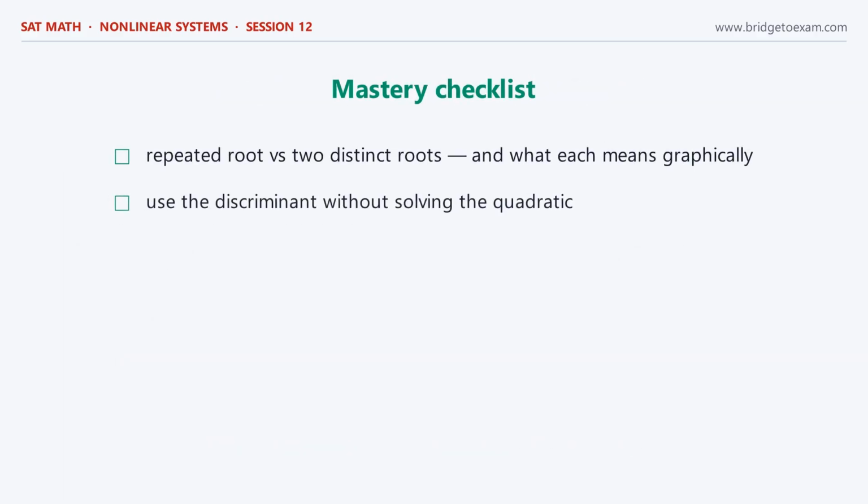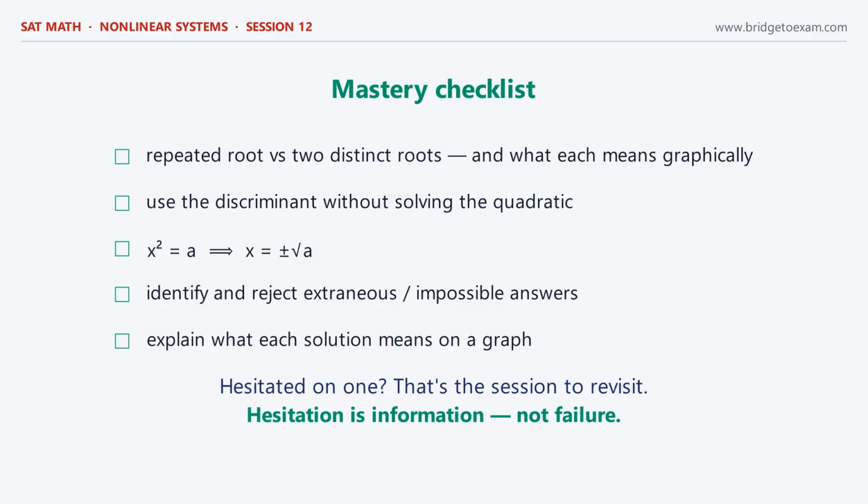Before you go, here's your mastery checklist. Be honest with yourself on each one. Can I tell a repeated root from 2 distinct roots and say what each means graphically? Can I use the discriminant without solving the whole quadratic? Do I remember that x squared equals a gives x equals plus or minus root a? Can I identify and reject extraneous and contextually impossible answers? Can I explain what each algebraic solution means on a graph? If any of those made you hesitate, you know exactly which session to revisit. That hesitation is information. It's not a failure.